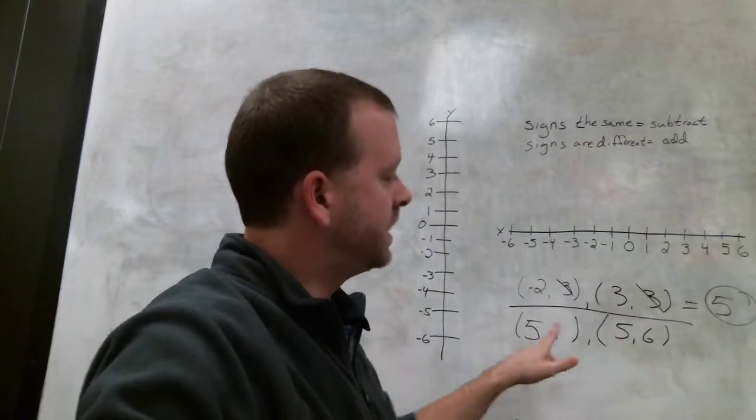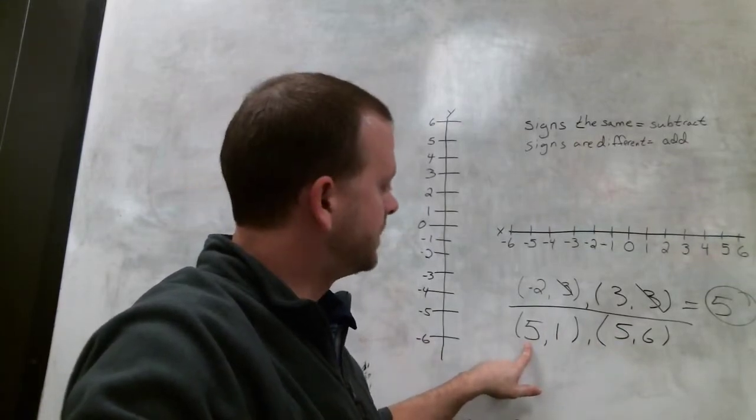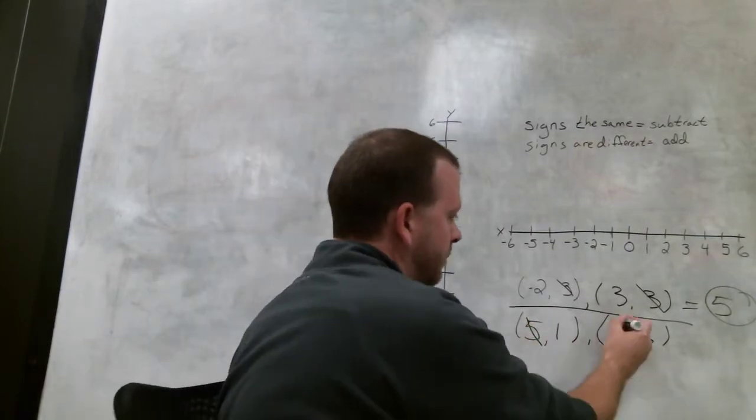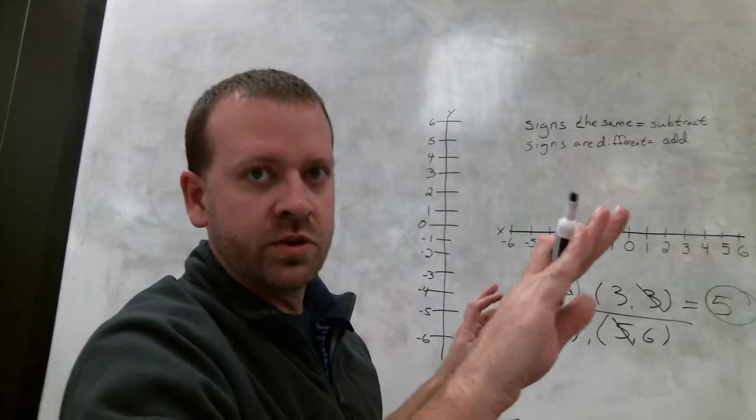Here's another one. I'm going to compare and see, okay, on the x-axis, +5, x-axis, +5. So those are the same. So I can mark those out. So I know I'm not going to do anything with those.